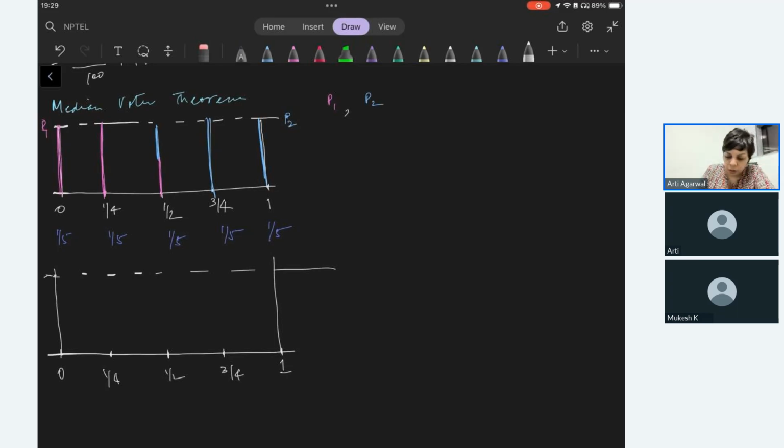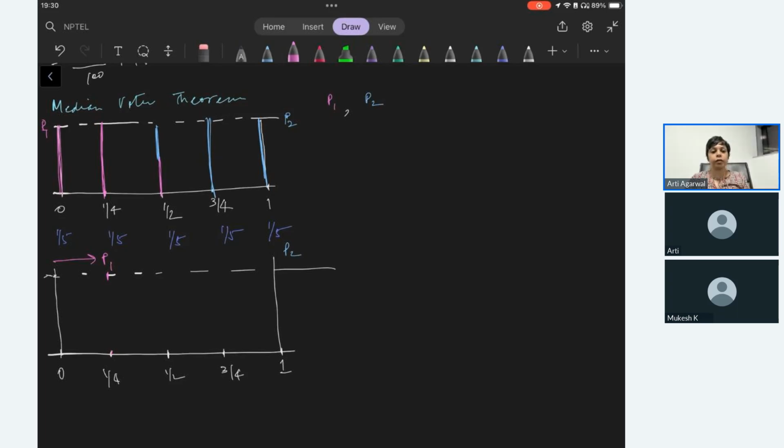Okay, so let's say P1 moves to this point now. Now P1 is standing here and P2 is still in the same place. You can see P1 has moved to this position, 1 by 4. P1 wants to see what happens if he moves from the extreme left, from 0 to 1 by 4. He wants to see what happens to his vote share. Let's see what's going to happen.